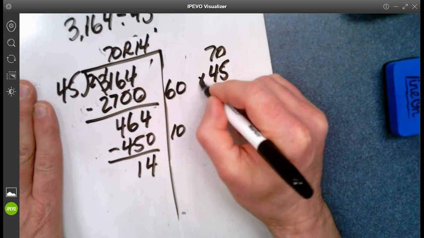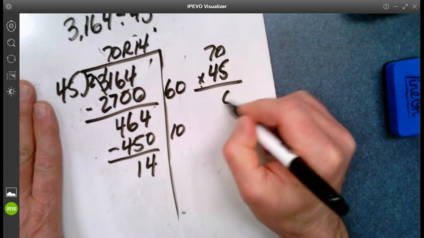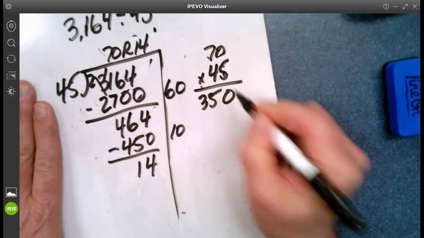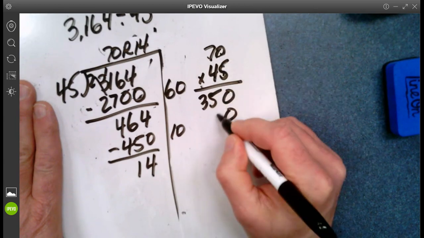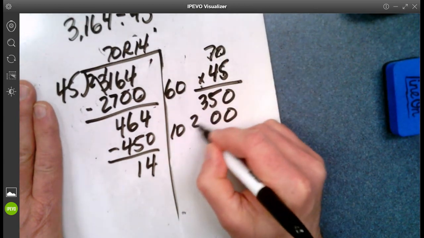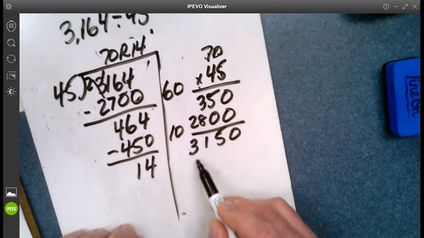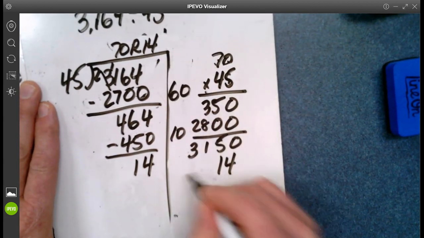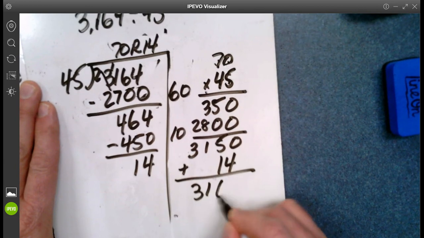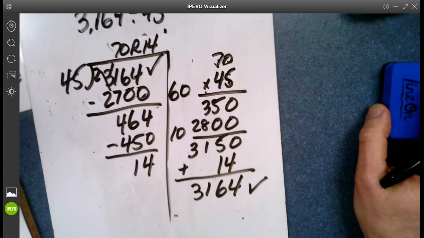70 times 45. 0 times 5, I'm going to go slowly, is 0. 5 times 7 is 35. Put down my 0 because that's a 40. 4 times 0 is 0. 4 times 7 is 28. I add those up, and I get 3150. Now I need to add my remainder. And I get 3164. All right, so that is a review of partial quotients.